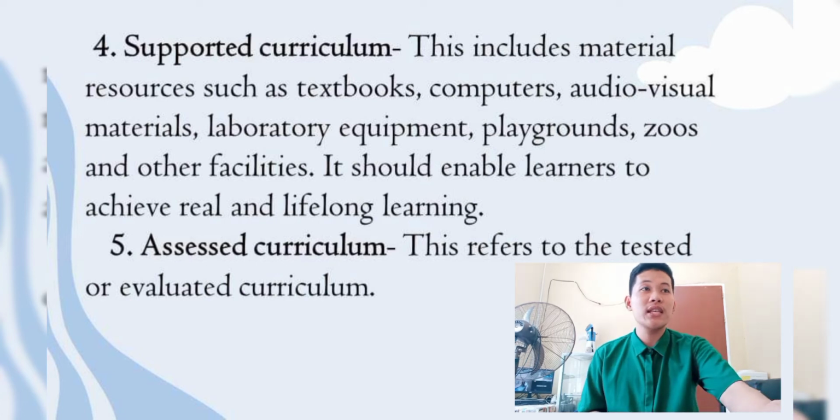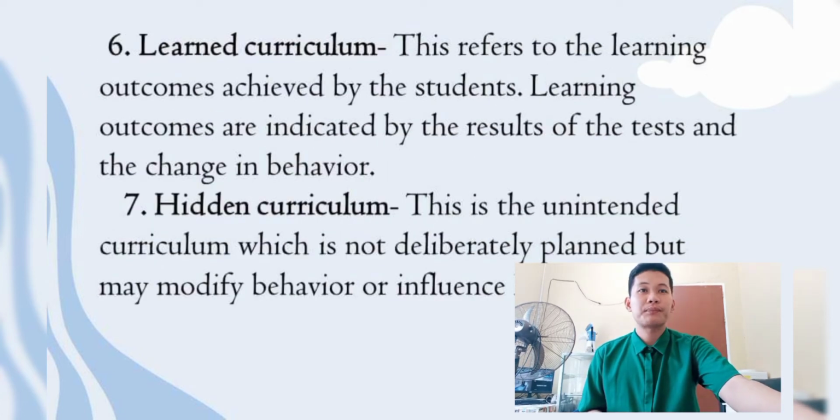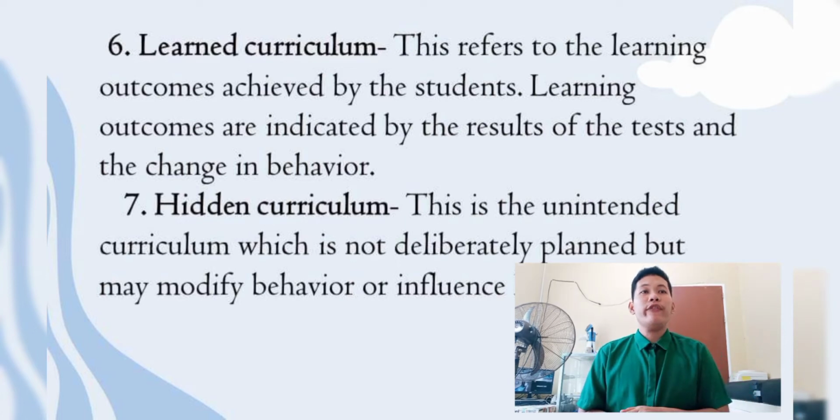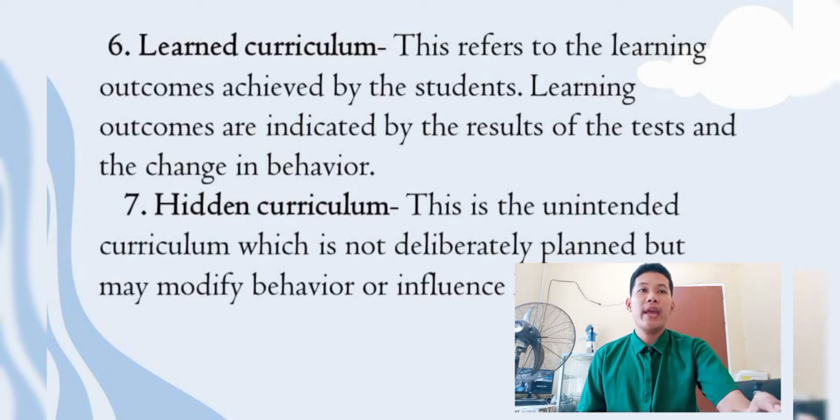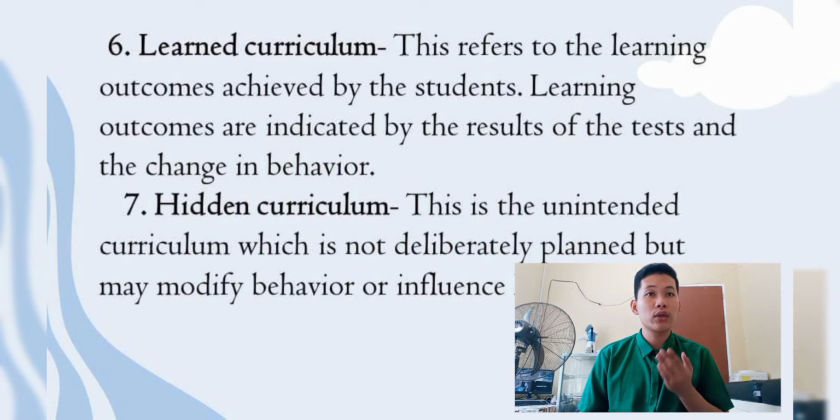So the sixth one is the learned curriculum. This refers to the learner outcomes achieved by the students. Learning outcomes are indicated by the results of the test and change in behavior. So the learned curriculum is the outcomes achieved by the students in the field of learning, the results of the exam and test along with the change in their behavior for the better.